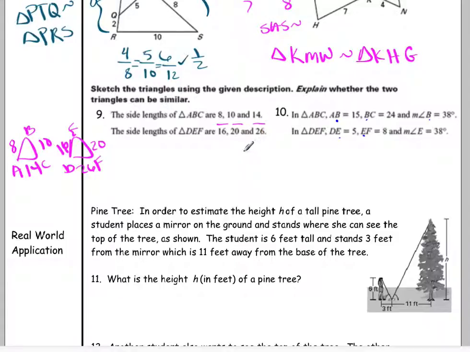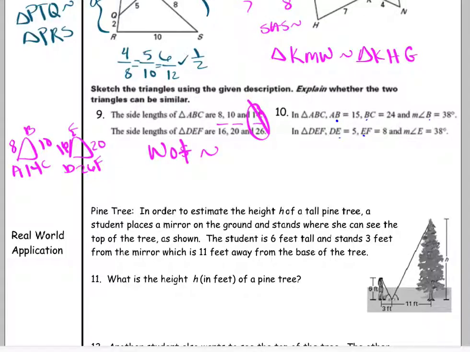These are my proportions. 8 over 16 is a half. 10 over 20 is a half. 14 and 26, not a half. So this is the one that doesn't work. These check out at half and half, but that's not half. So these ones are not similar. Not similar. And then on the right side here, we've got an angle.